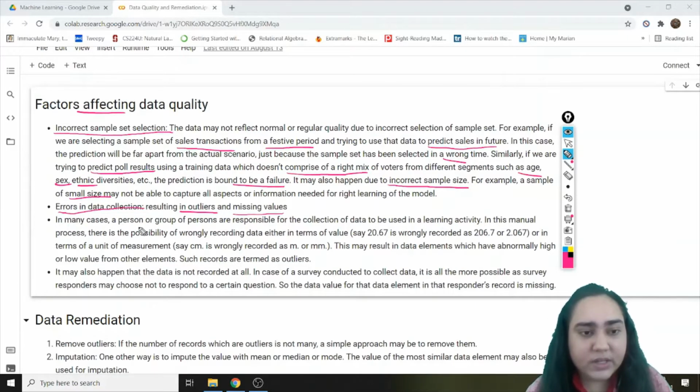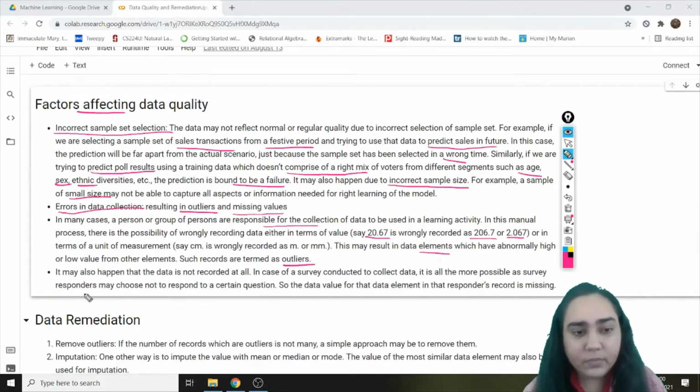Another kind of factor is that in many cases, a person or group of persons are responsible for collection of data. And in this manual process, there is a possibility that while entering the data, they enter wrong data. For example, instead of 20.67, someone is entering 206.7 or 2.067. Okay. And if you do that, it makes a huge difference, right? So some of the elements might be abnormally high. They may have abnormally low or high values, and they can just become outliers just like that because someone entered wrong data. It can also happen that some data is not recorded at all.